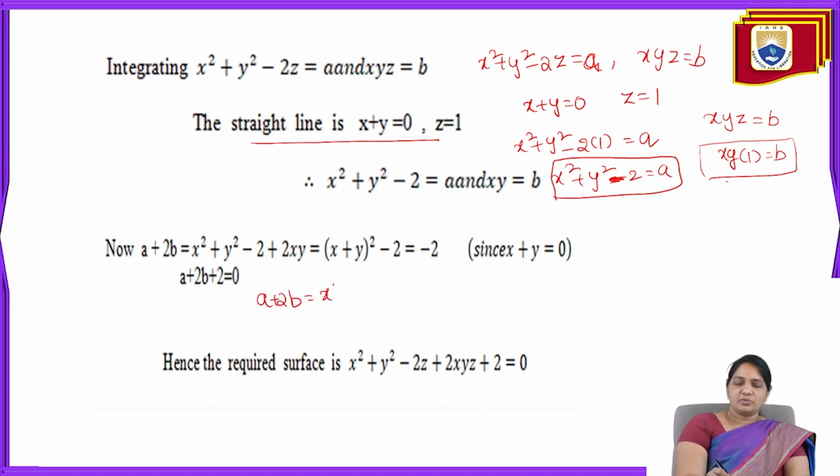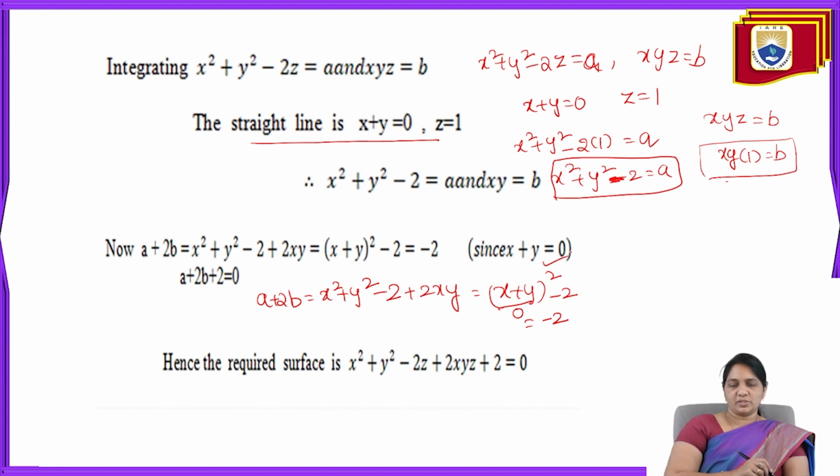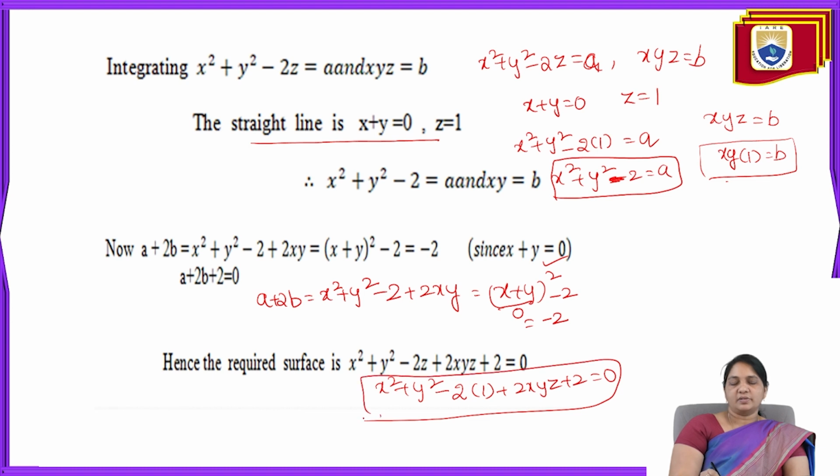So what is the a value? x square plus y square minus 2. Next one is plus 2xy. I can write it as x plus y whole square minus 2, that is equal to minus 2, because this value is 0. Already I know this. So finally I got here x square plus y square minus 2 into z, where z value is 1, plus 2xyz plus 2 equal to 0. So this is our required surface.